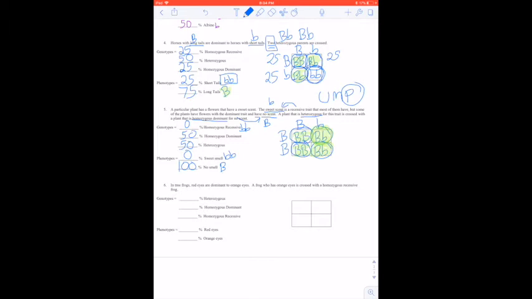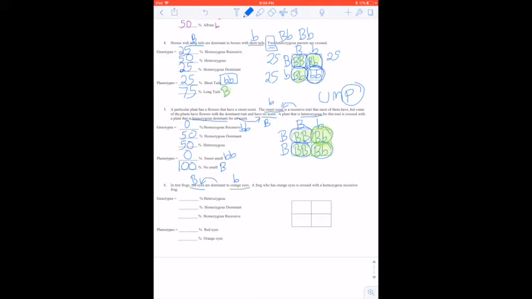So I'm going to underline my traits, red eyes and orange eyes. Then I'm going to mark which one's dominant and which one's recessive. Since it says red eyes are dominant, I will put a capital letter right there. And that means I must put a lowercase letter on orange eyes. Now I'm ready to move on to the parents.